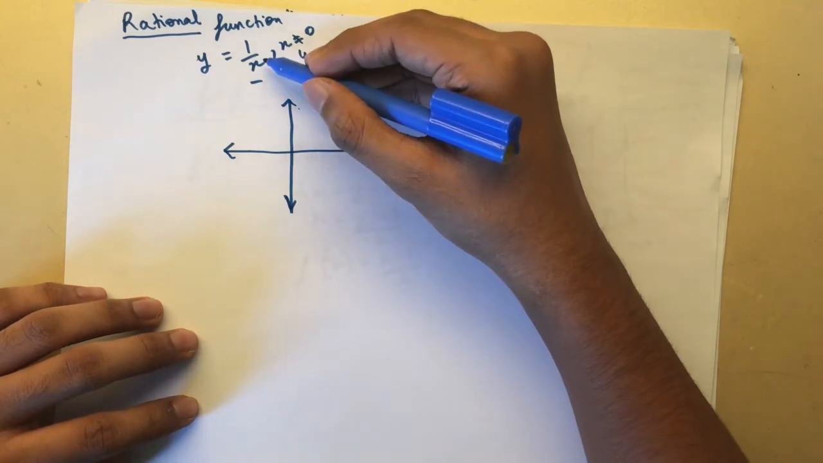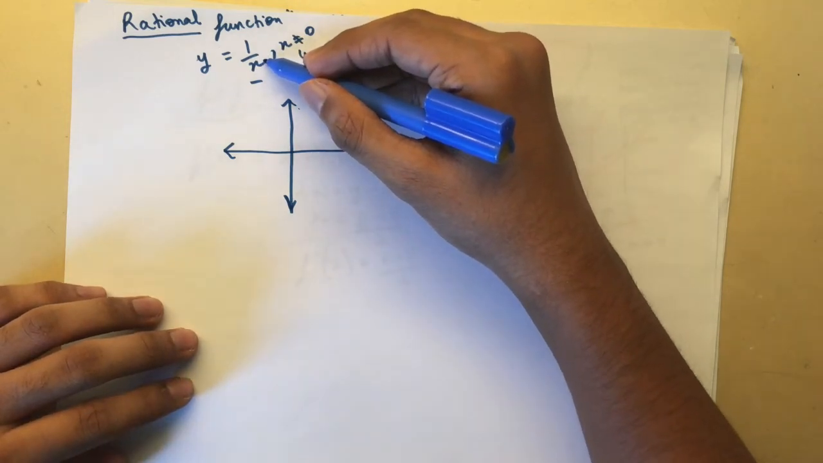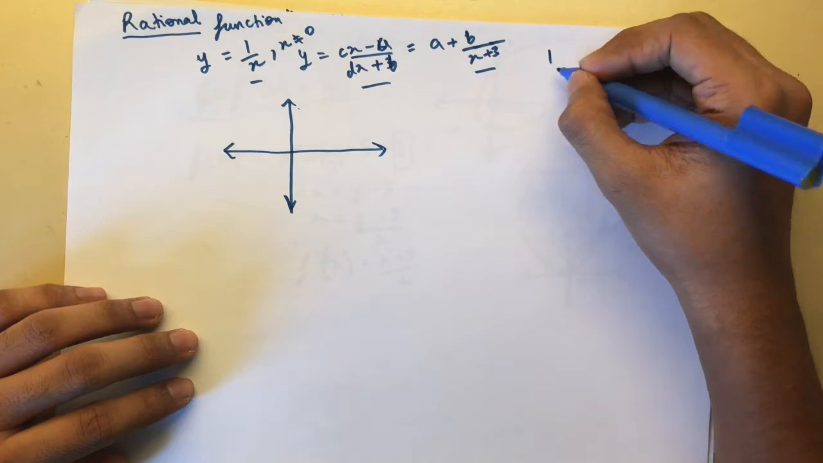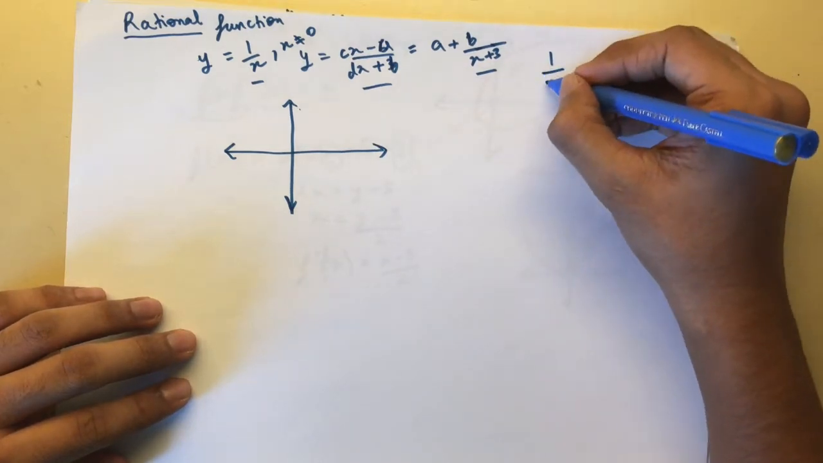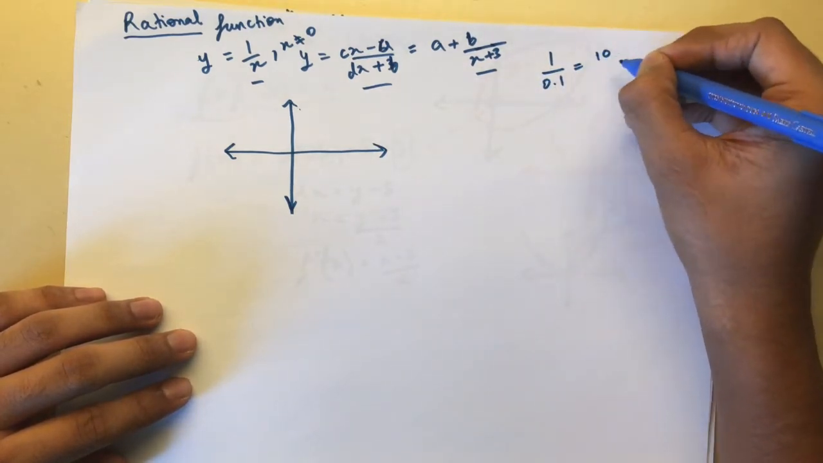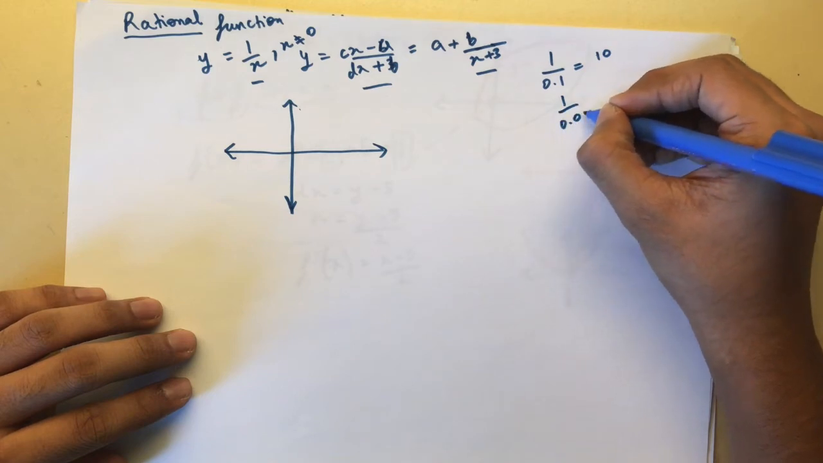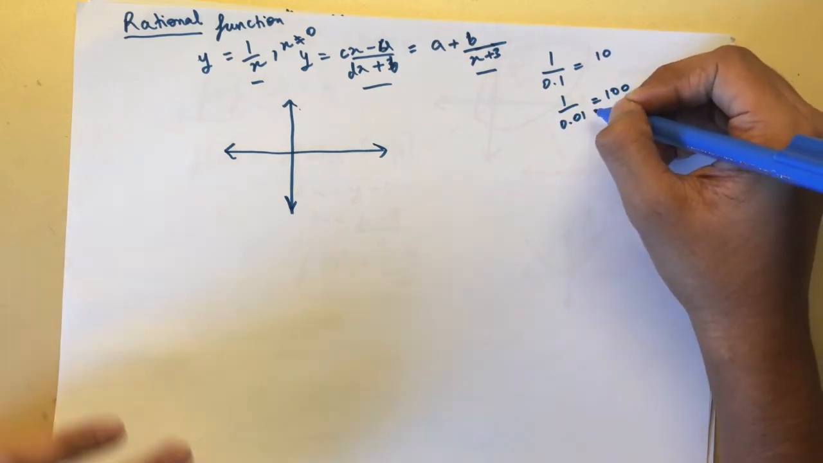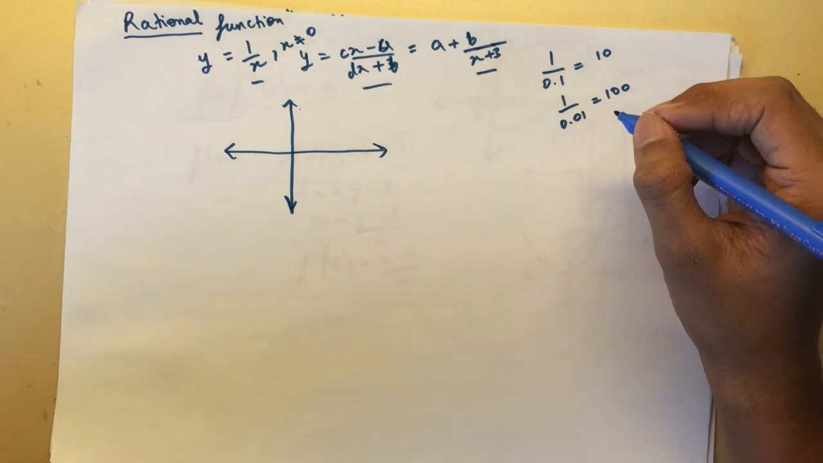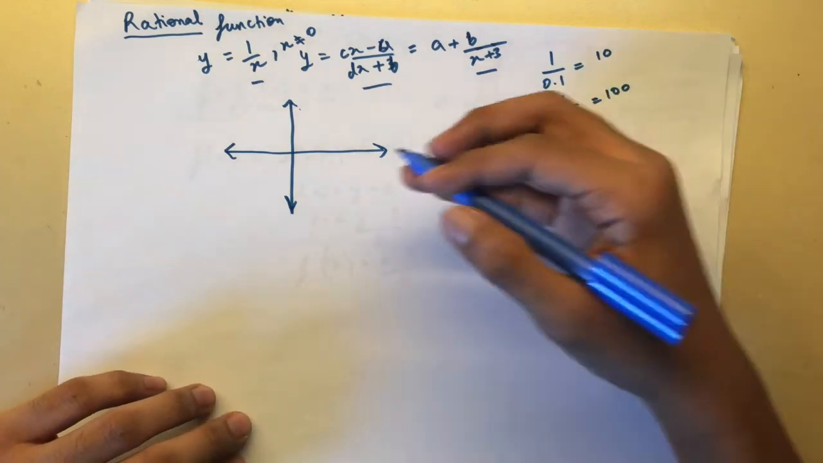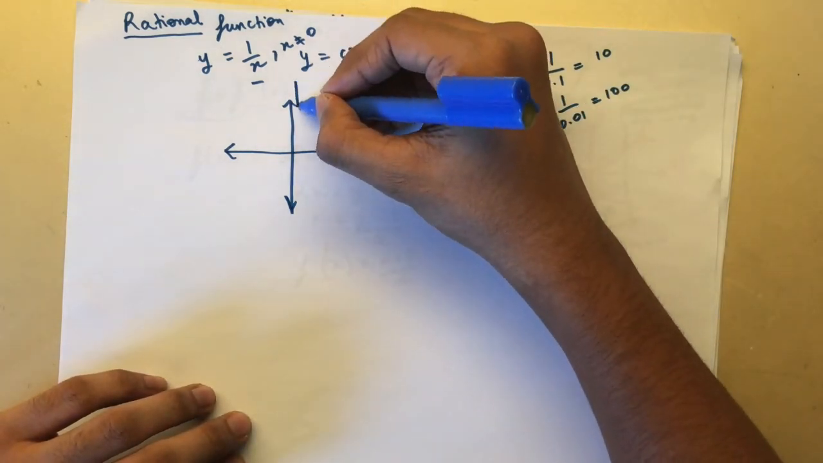If you notice this function, as x becomes really small, for example, when x is 0.1, then y is equal to 10. But when x is 0.01, it's equal to 100. So as x becomes smaller and smaller, y starts increasing. So we would have something that looks like this.